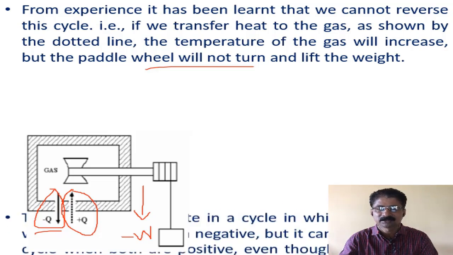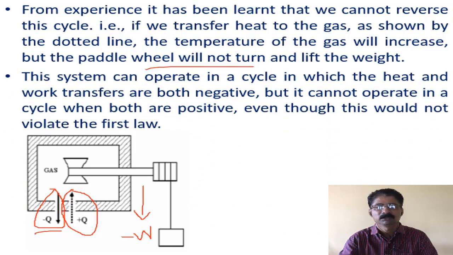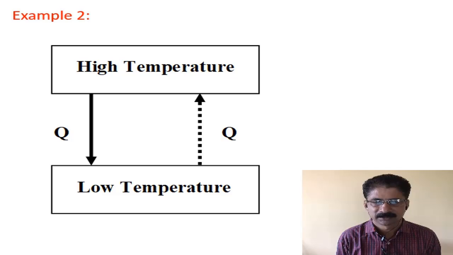That means we are not able to convert the heat into work. So this shows that when both heat and work are negative, you can complete the cycle, but when both are positive, that is not possible, though it is not violating the first law. Now let us consider this example.